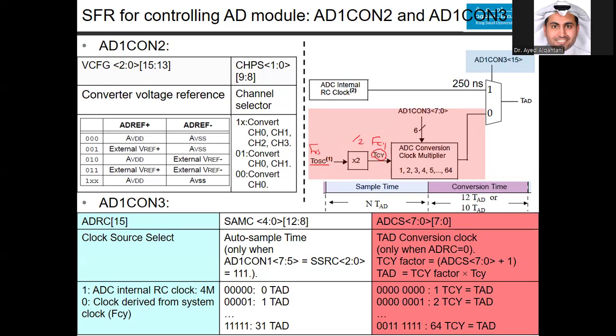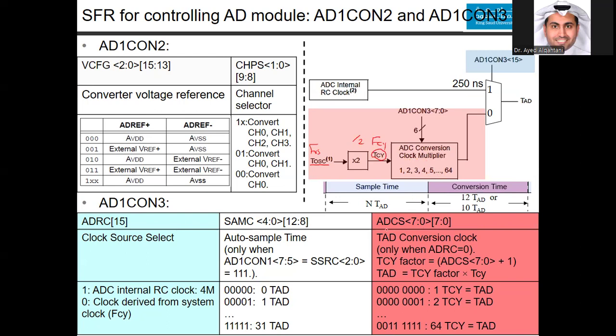And from the TCY, you can see this block. If you choose here 0, from the TCY, you can use the AD1 control register number 3 from 0 to 7, which is this part here. You see it here in red. You could use this one for specifying the ADC conversion clock multiplier. And you have from 1 all the way to 64.